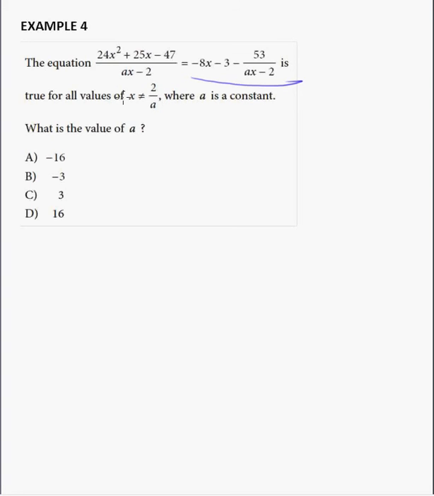Now, most of the time they'll give you this little condition here, and when x is equal to 2 over a, what will happen is most of the time this whole expression will break down. For instance, if x is equal to 2 over a, you'll be dividing by 0. We know when you divide by 0, the whole thing falls apart. That is what it is.